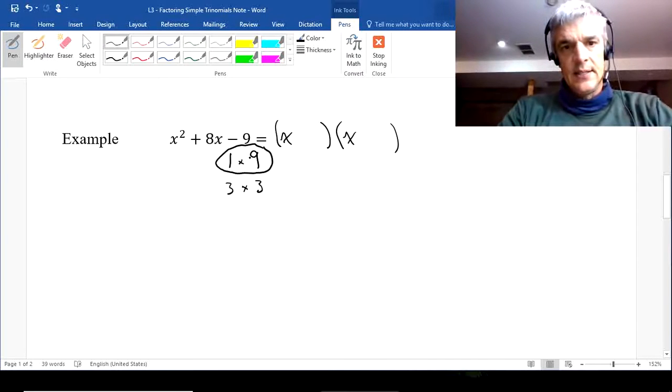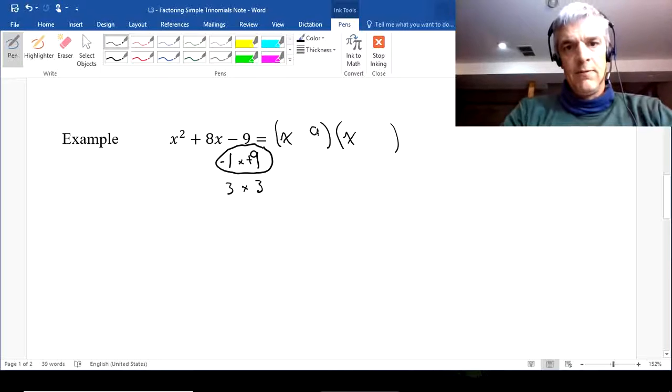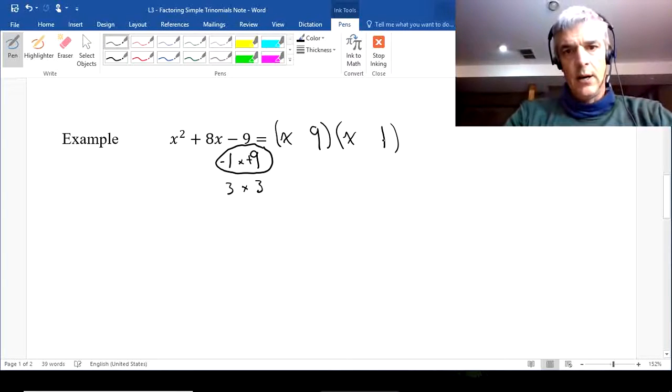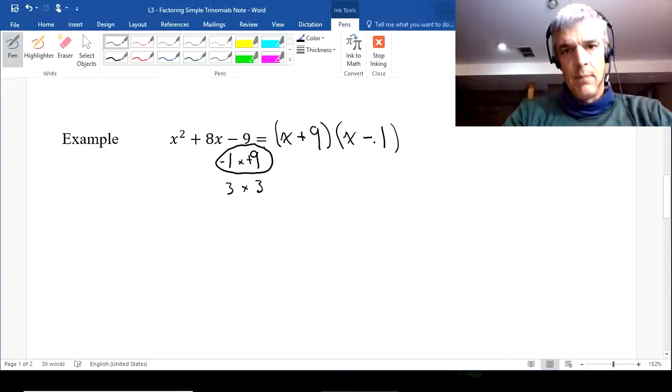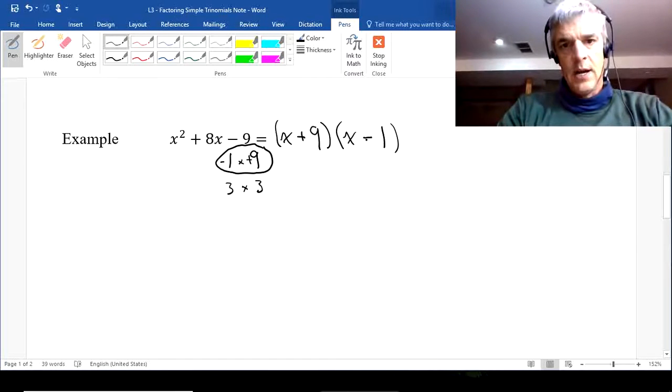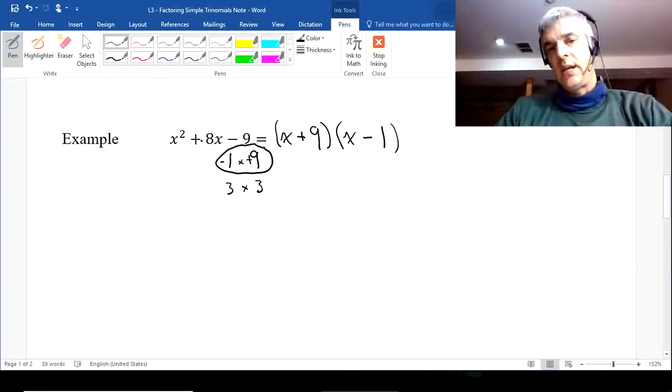I can say this is plus 9 minus 1. So I write my bigger number first, my smaller number here. The sign of the middle term goes in the first one, plus 9 minus 1. So positive 9x minus 1x is going to give me 8x, and I have completed my factoring of my trinomial.